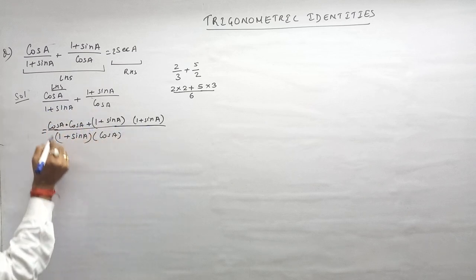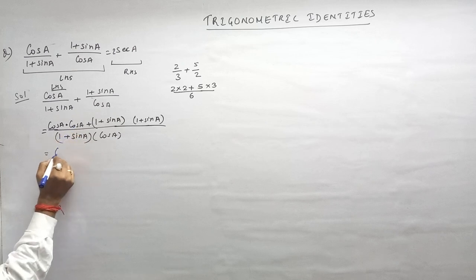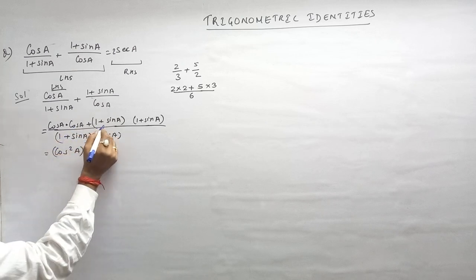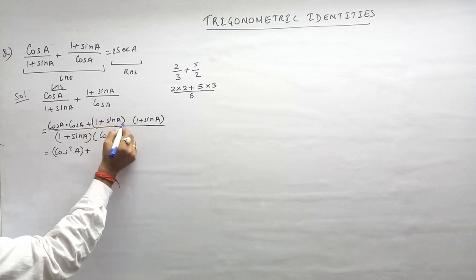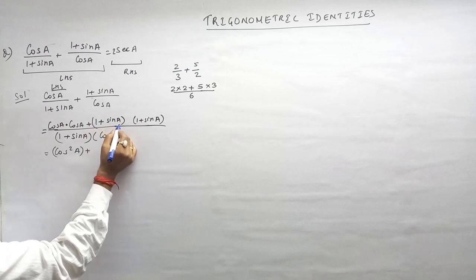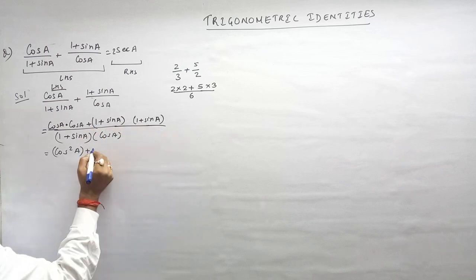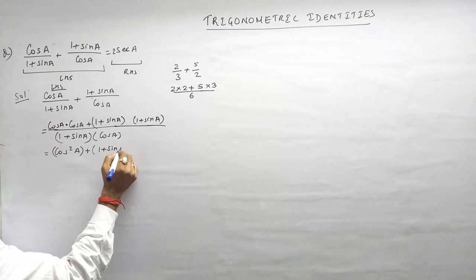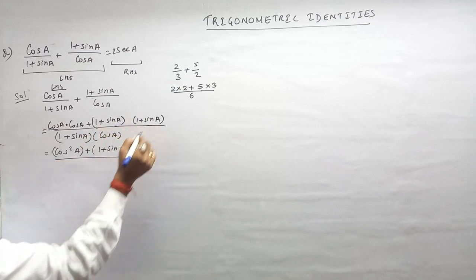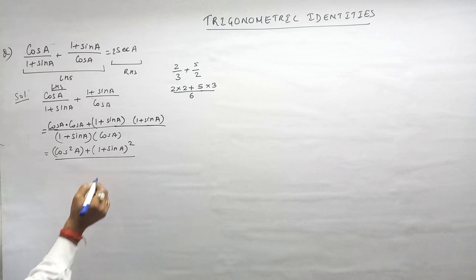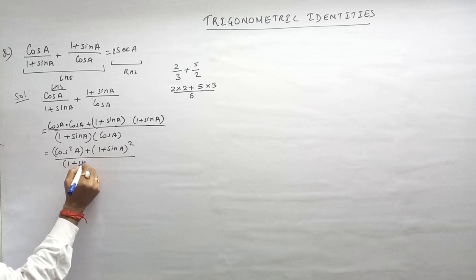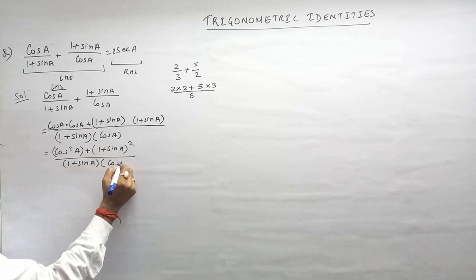So now we'll multiply them. Cos into cos is cos square A, plus this is 1 plus sin A into 1 plus sin A. So that is A plus B into A plus B, right? Which is A plus B whole square. 1 plus sin A into 1 plus sin A is 1 plus sin A whole square. And the denominator we'll keep as it is, right?